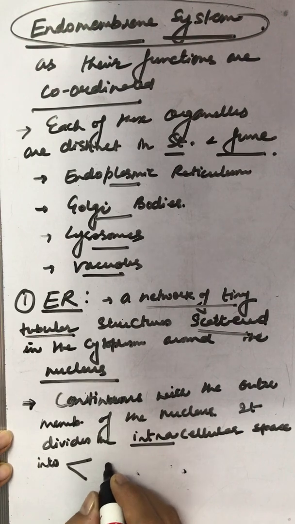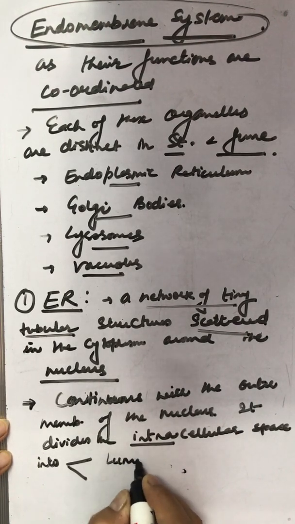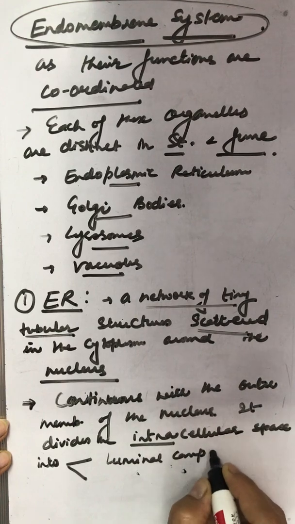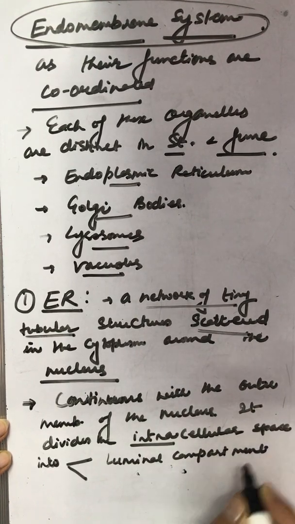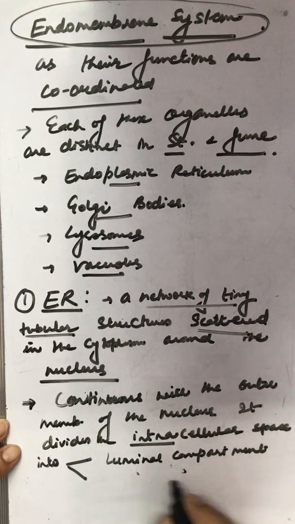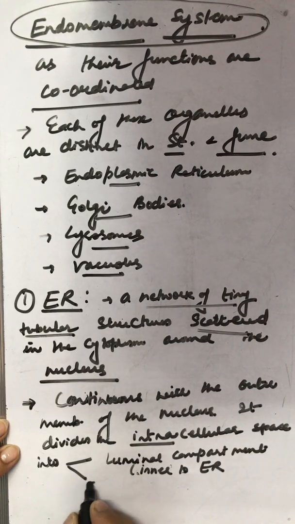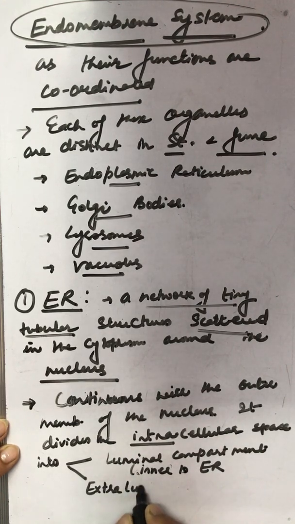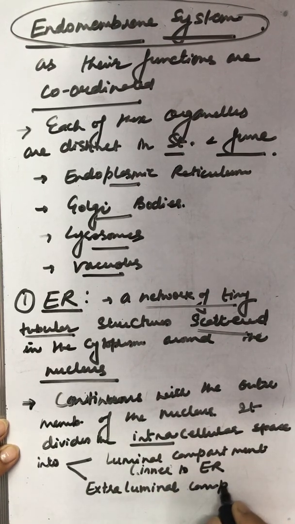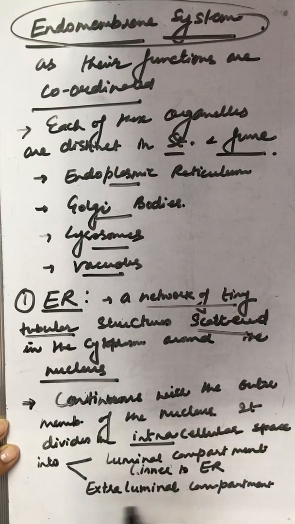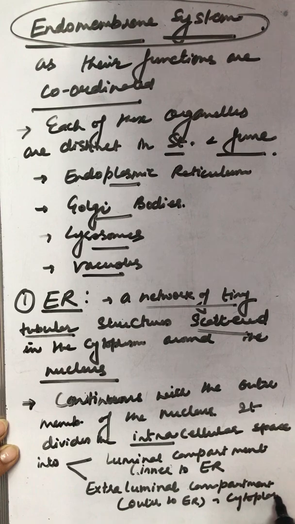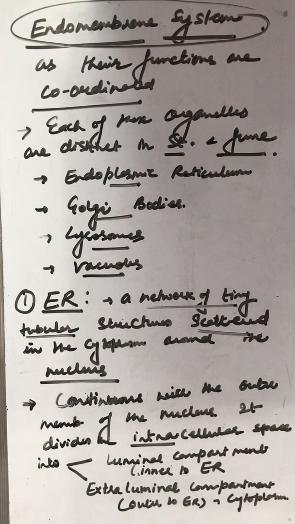into luminal compartment. That means within the lumen. This is inner to ER. One is extra luminal. That means same way compartment, which means outer to endoplasmic reticulum. That is, this we call cytoplasm. Okay, so it divides the compartment.